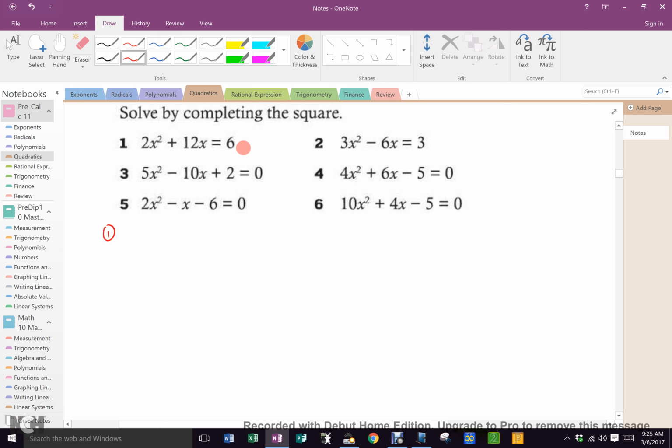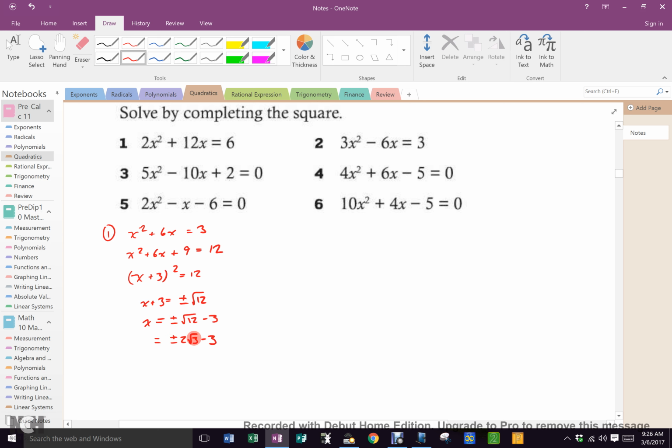So the first thing I'm going to do is factor that out, and I'm going to get x squared plus 6x equals 3. Then I'm going to complete the square. X squared plus 6x plus 9 equals 12. X plus 3 squared equals 12. X plus 3 equals plus or minus root 12. X equals plus or minus root 12 minus 3. And if I simplify that, I get plus or minus 2 root 3 minus 3. That is the exact answer.